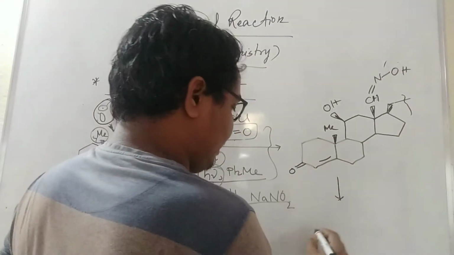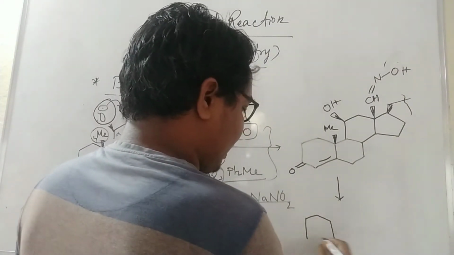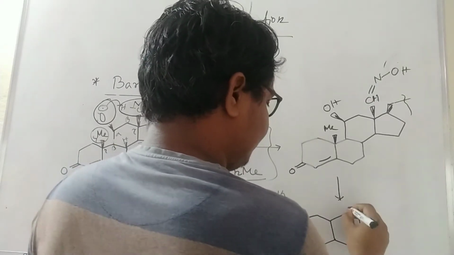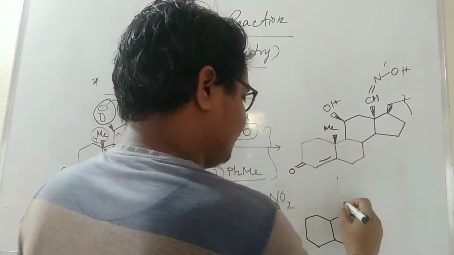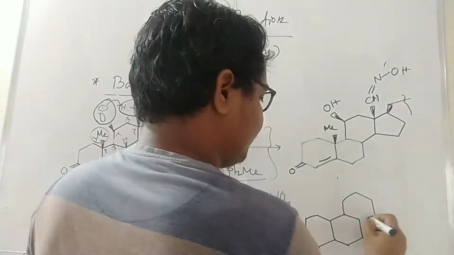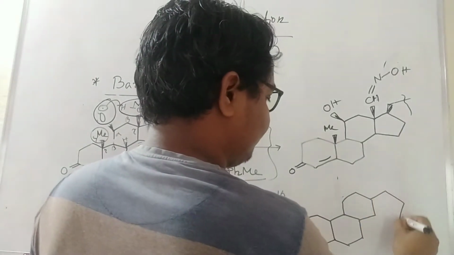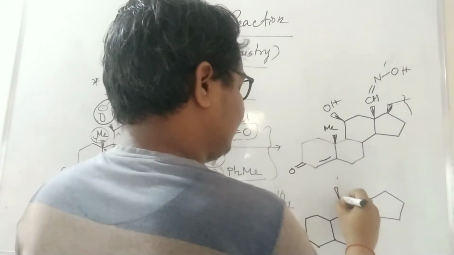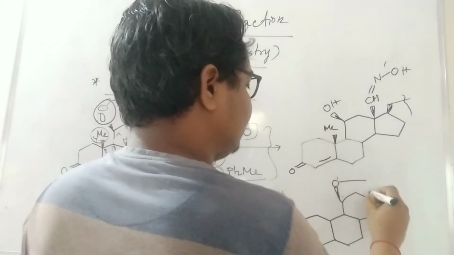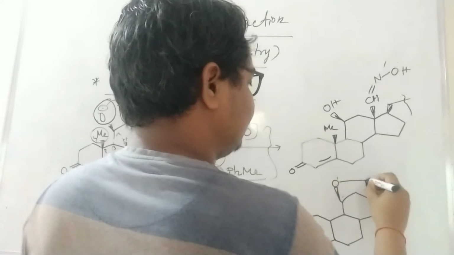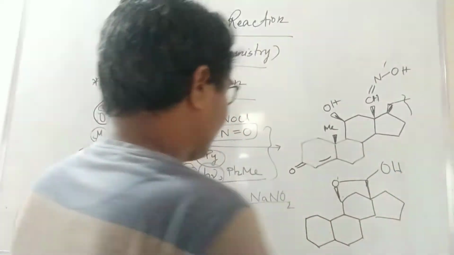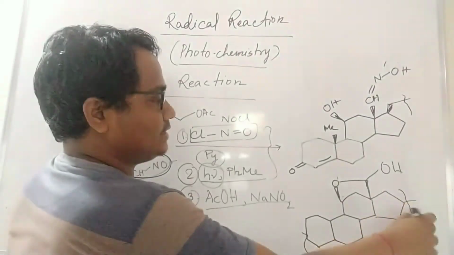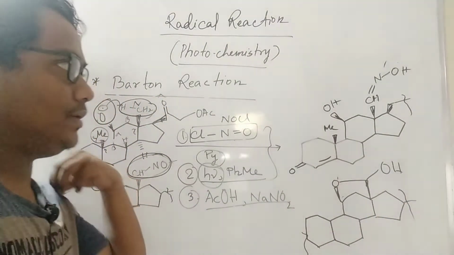The final product, you carefully see, the final product I wrote is like that. This is O, this OH. Okay, this is the final product. What is the remaining substituent? It is there like that. So this is the final product.